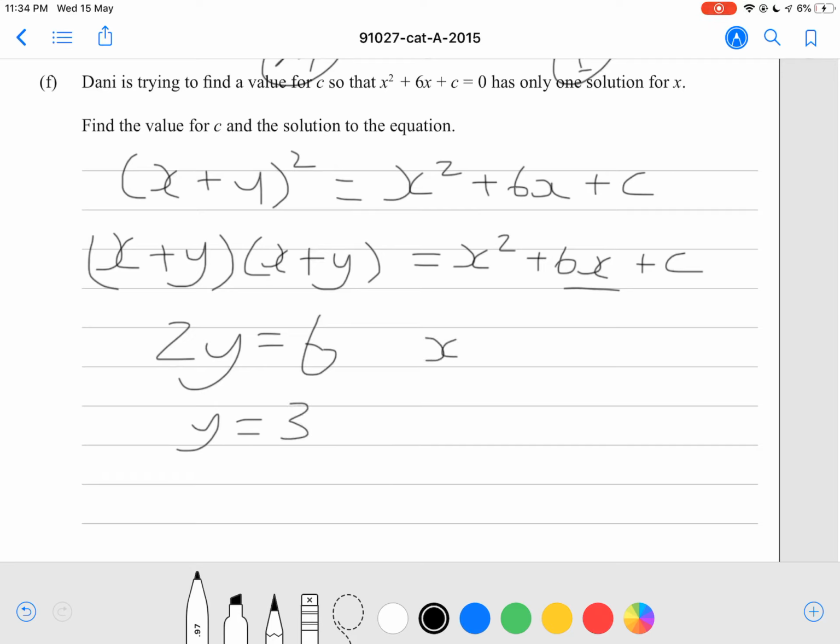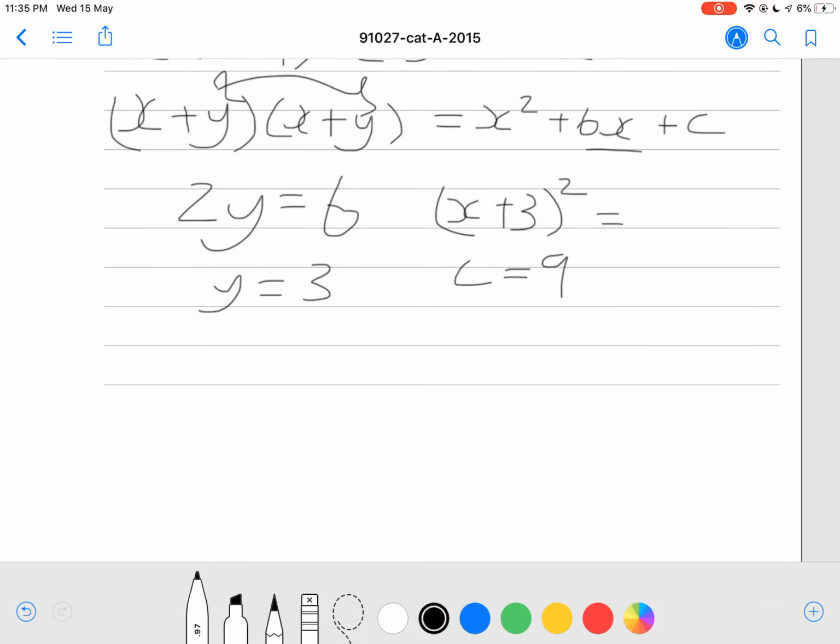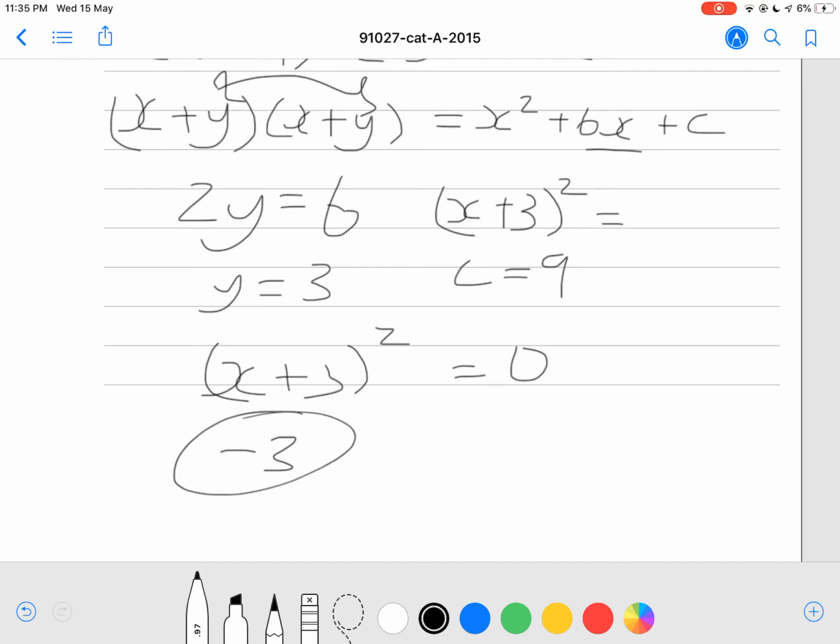Therefore, this is (x plus 3) whole squared. So therefore c equals 9, because 3 squared is 9. These two numbers multiplied together give you c. So 3 times 3 is 9, so c equals 9, okay? So now we're going to solve this equation. Because it is (x plus 3) whole squared, there's only one solution for x, so that equals 0. So the one solution for x is negative 3. And that's the only solution.